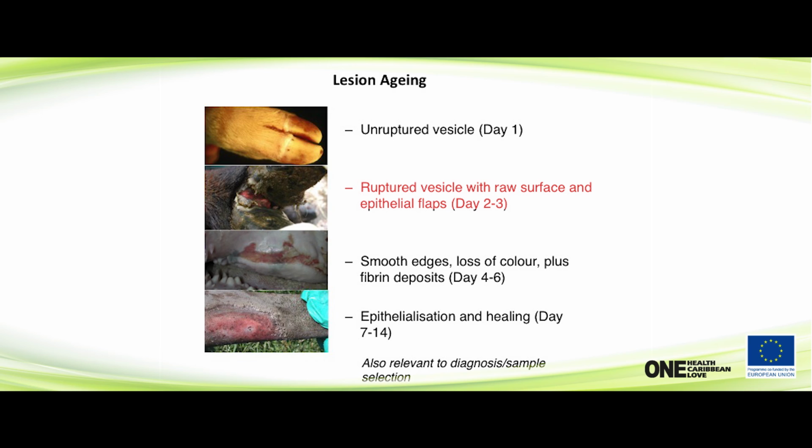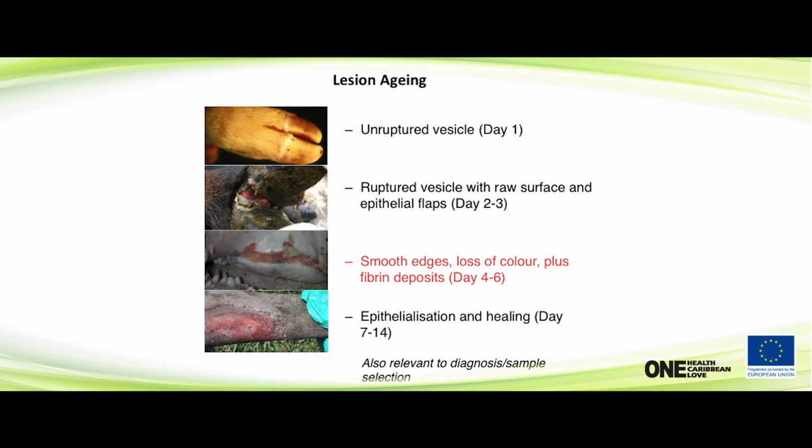Here we can see a ruptured vesicle between the claws of a cow's foot, and you still have these large epithelial flaps hanging around the edges of the lesion. So that means that it's quite fresh, because these very rapidly get rubbed off. And so we're talking day 2 to 3, and you could certainly easily collect these pieces of tissue here, and they would be ideal for a diagnosis.